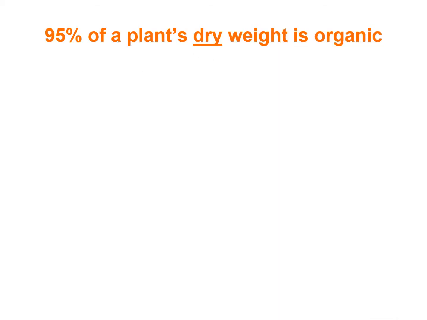Okay, so then if we take all of that water away and look at what's left, we have what's called the dry weight of the plant. And 95% of that dry weight is organic. That means that it's compounds bound into complex organic molecules. So in organic molecules, the most abundant elements obviously are carbon, oxygen, and hydrogen. That's what makes them organic. They have those three elements in them.